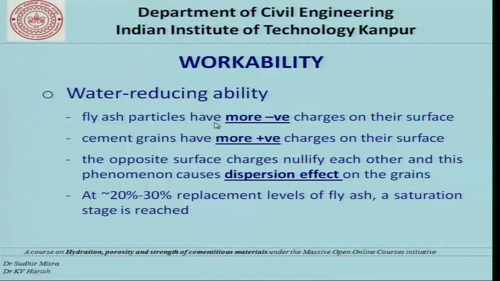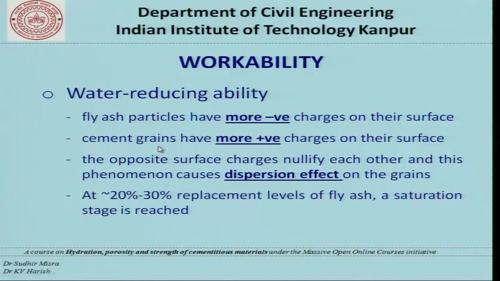Remember that all these have negative charges. Okay? Calcium oxide has positive charges, but fly ash particles have generally lower amounts of calcium oxide compared to silicon dioxide, aluminum oxide or iron oxide. Fly ash particles are largely negative particles, or in other words, they have more negative charges on their surfaces.